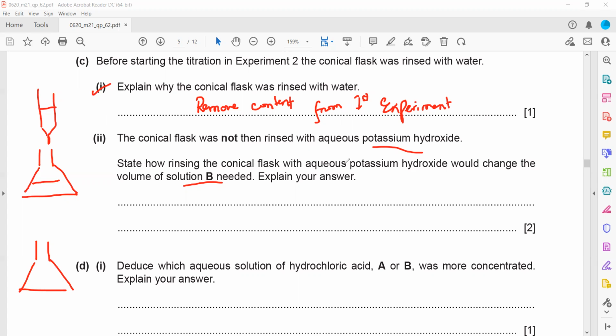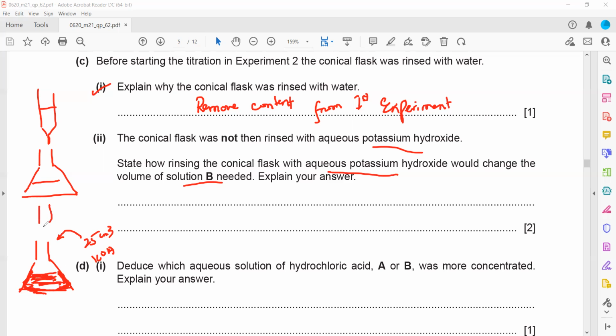So state how rinsing a conical flask with potassium hydroxide would change the volume. If I rinse or wash with potassium hydroxide, when we rinse the apparatus, some of the content will always be there with the solvent as it sticks to the wall. So some potassium hydroxide is still there. And then we add 25 cm cube of potassium hydroxide. So the total volume of potassium hydroxide will be more than 25 cm cube.